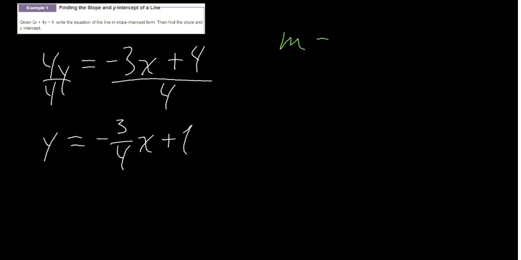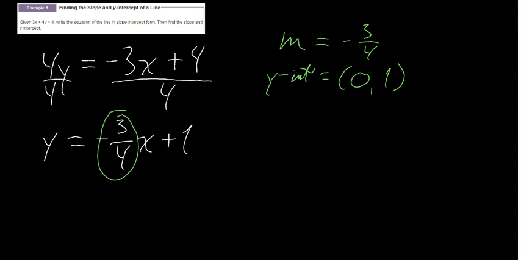So we'll put m for slope, and the y-intercept is there. The slope is going to be the number that's in front of the x. That's pretty easy. It's going to be negative 3/4. And the y-intercept is just this number by itself, so it's going to be (0, 1). And that's it. That's example 1. We solve it for y, and then we just identify what numbers go where.